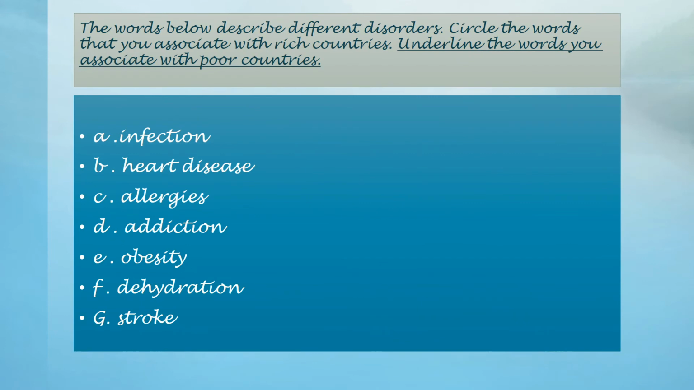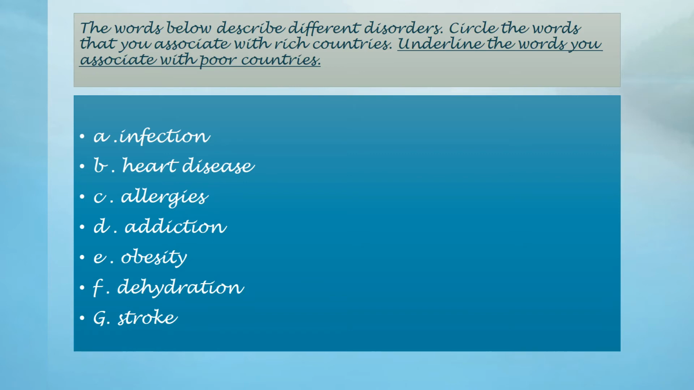And now we're done with our lesson, and I hope you're ready for some exercises. All right? Now, here is the first question, and I want you please to start reading the directions carefully, as we always do for the IELTS exam. The words below describe different disorders. Circle the words that you associate with rich countries. Underline the words you associate with poor countries. We have infection, heart disease, allergies, addiction, obesity, dehydration, and stroke.